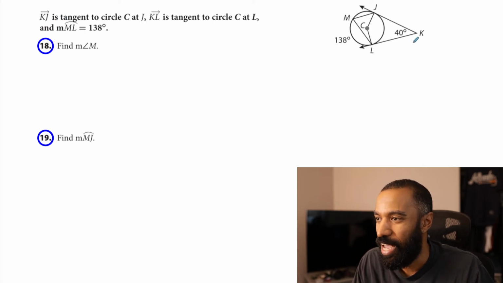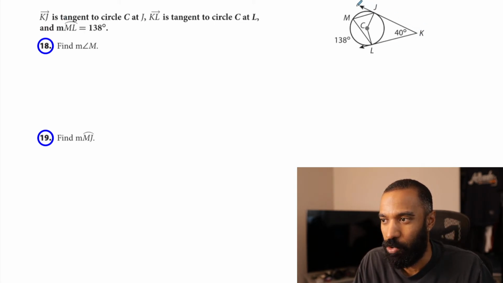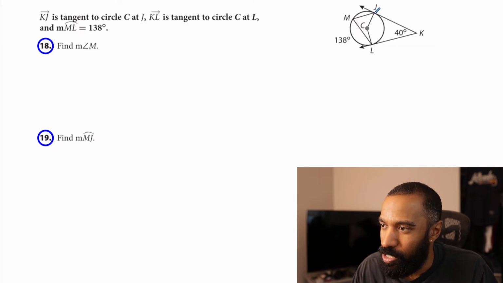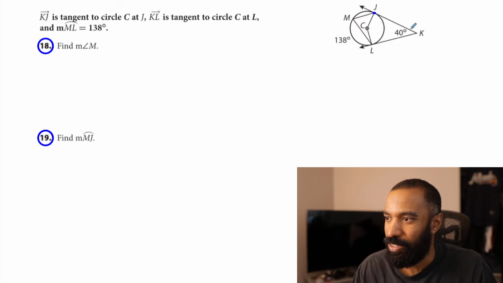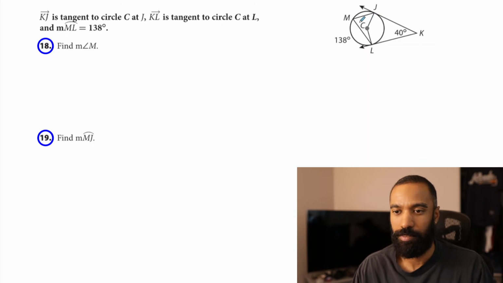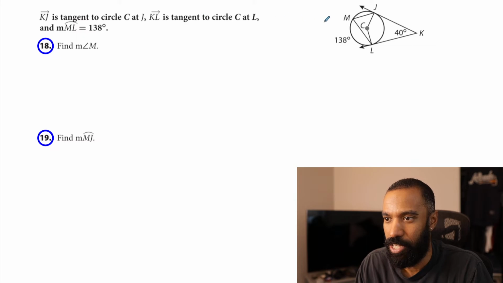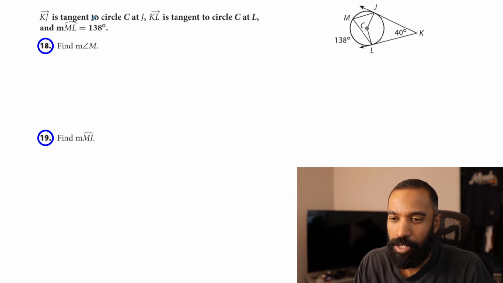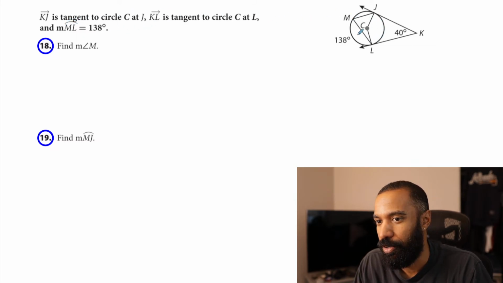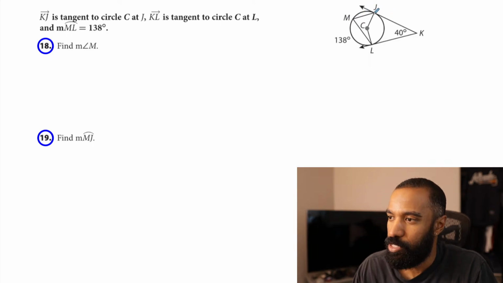All right, KJ. Now this time it's an actual literal tangent ray right here, but just this portion right there is where we get not only congruent with that if we had to, but 90-degree angles would go here because of the radius at the center. All right, KJ tangent circle C and KL tangent circle C. Measure of arc ML is 138 degrees. Find the measure of angle M. All right, M is an inscribed angle right here.